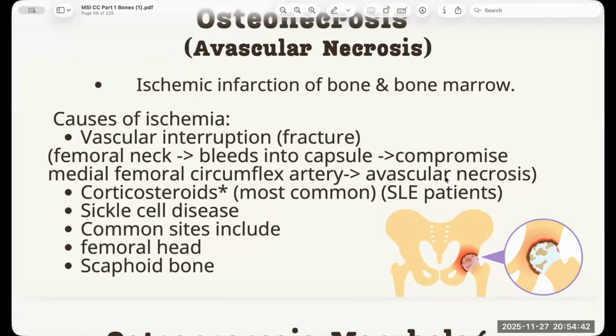It can also be caused by steroids, which is actually the most common cause of osteonecrosis, and usually seen in SLE patients. Why? Because it's an autoimmune disease, so it's treated with steroids, of course. It can also be seen in sickle cell disease. Common sites include the femoral head and scaphoid bone. That's why I have a picture here of a patient going through osteonecrosis.